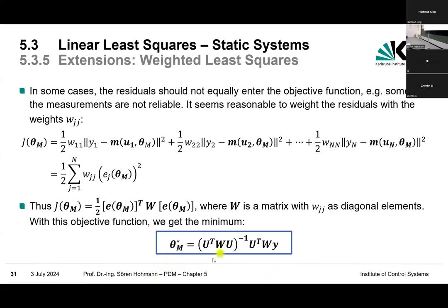As a special case, if W is the identity matrix, you end up with the result U transpose U to the power of -1 times U transpose Y, the very well-known result. It's important, by the way, to train that a little bit. The problem is not the proofs and so on. If you want to program such things, it's necessary to know what to store in which matrix, in which entry, and so on. So this is something you should train a little bit.